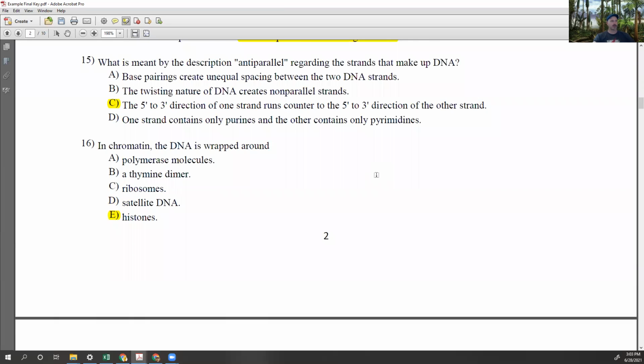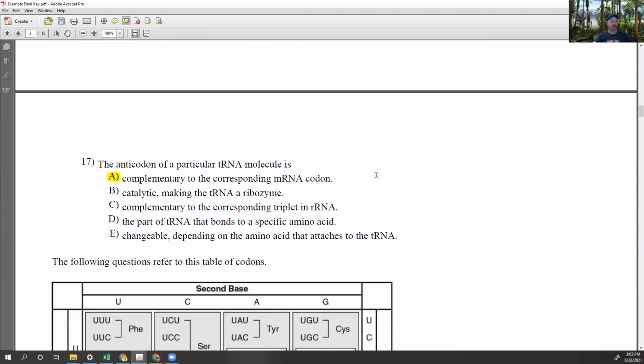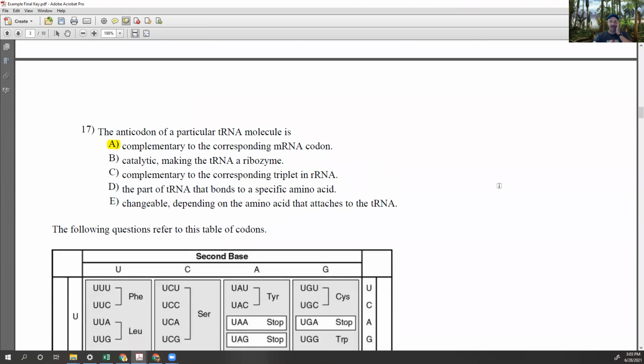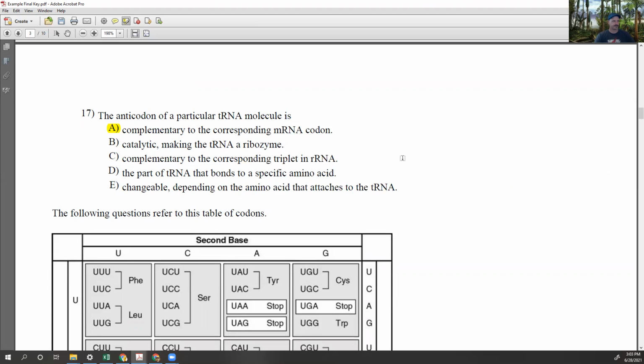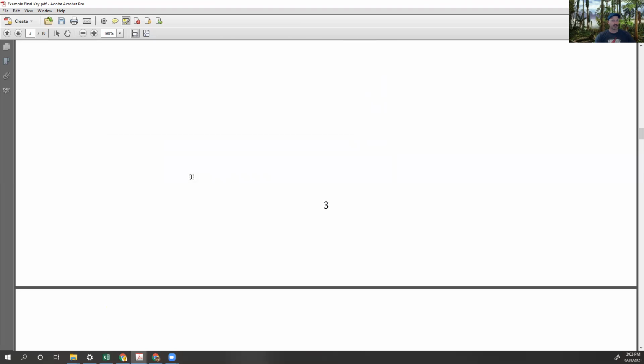Number 16, in chromatin, the DNA is wrapped around what? The best answer there is E, histones, histone proteins. That's how DNA fits into the cell. The anticodon of a particular transfer RNA is what? And the best answer here, it is complementary to the corresponding messenger RNA codon. All right, the next question is going to involve using the table here.